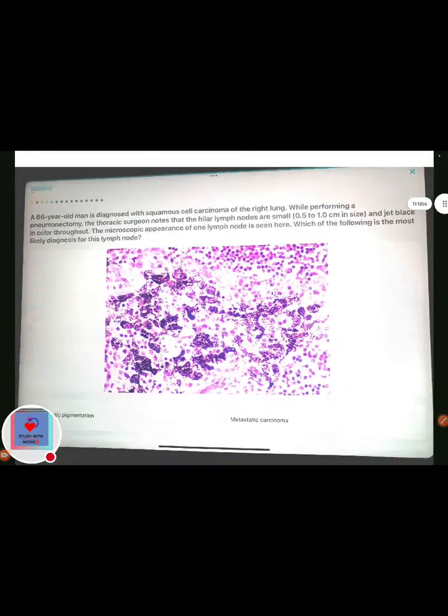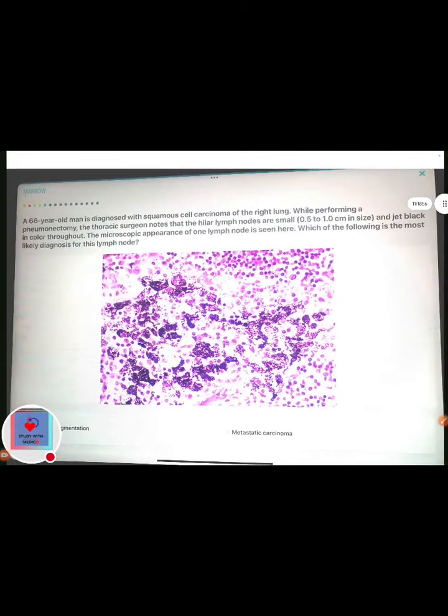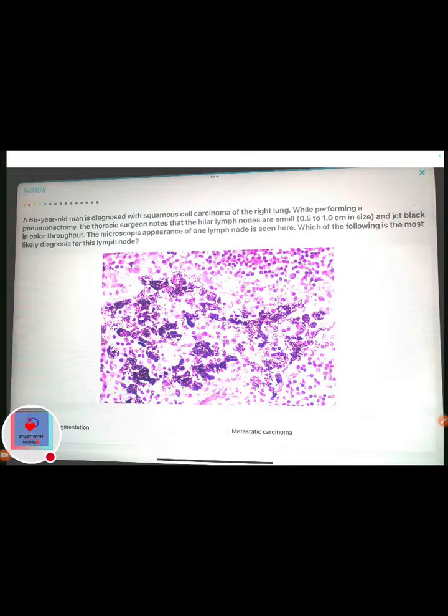Where is that image? The image is not given anyhow. Let's see the next question. The question says a 66-year-old man is diagnosed with squamous cell carcinoma of the right lung.